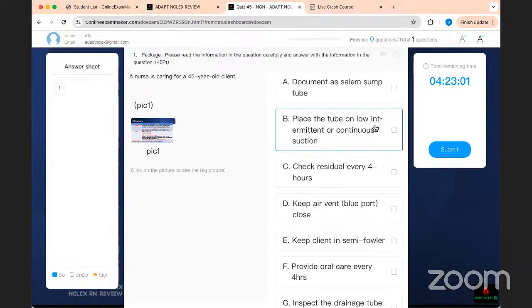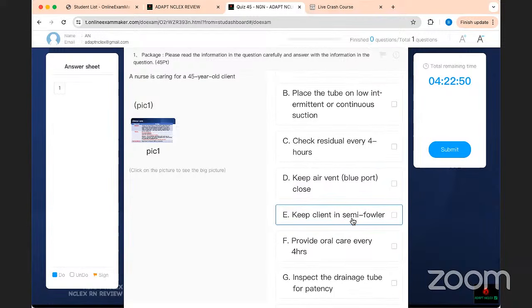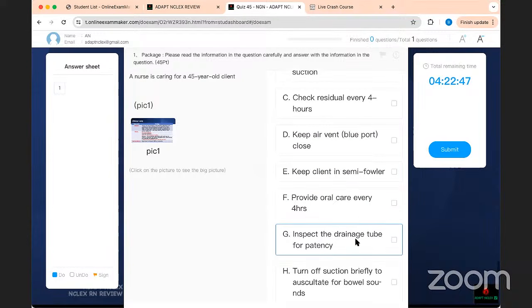Do you place the tube on low, intermittent, or continuous suction? You check residue every 4 hours. Do you keep the air vent, that's the blue port, closed? Do you keep the client in the semi-Fowler position? Provide oral care every 4 hours.